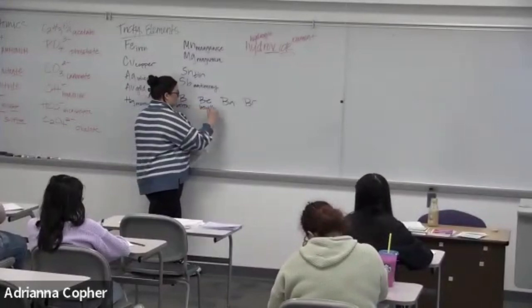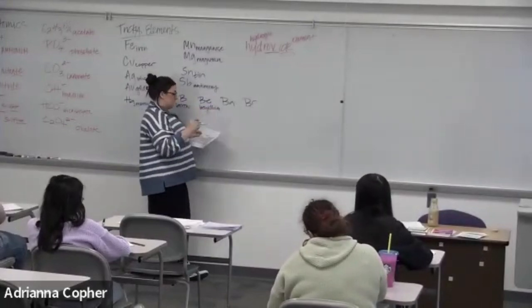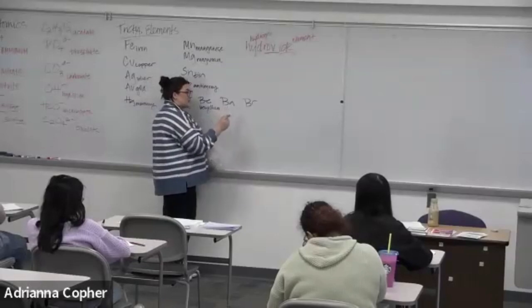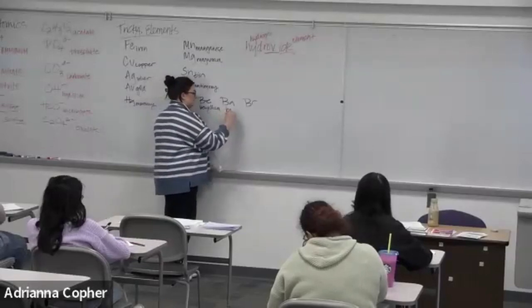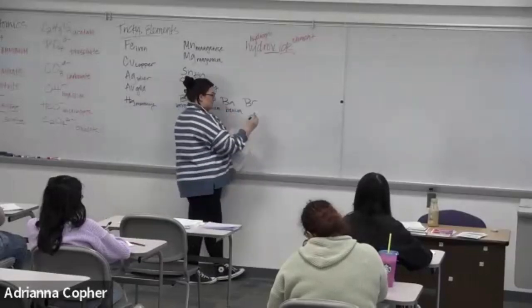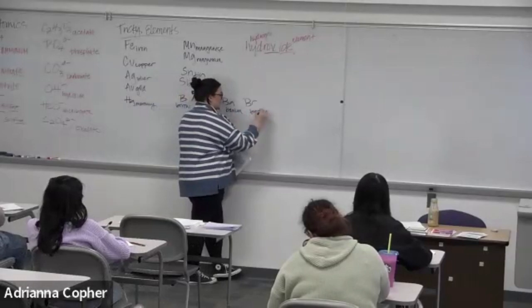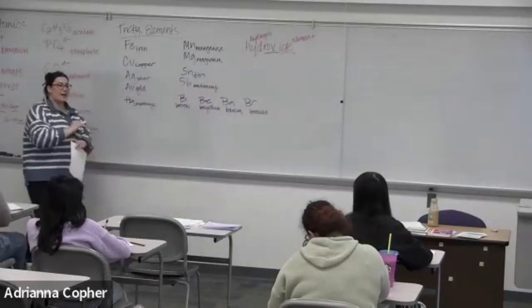What's Be? Beryllium. Which is a very pretty metal. Okay. What's Ba? Name of a scientist. Barium. Br. Bromine. Bromine is in like every compound.